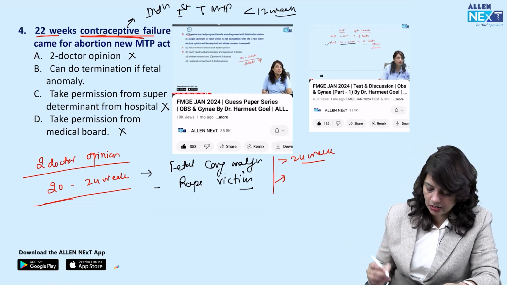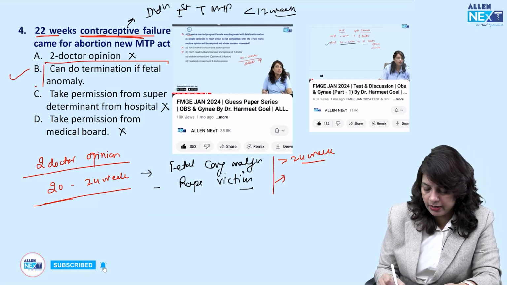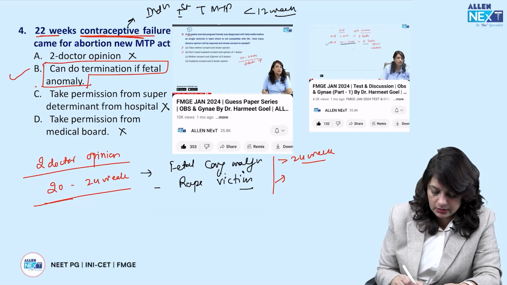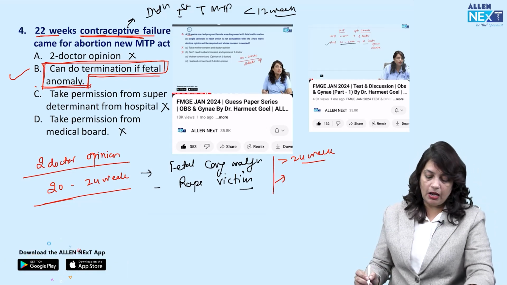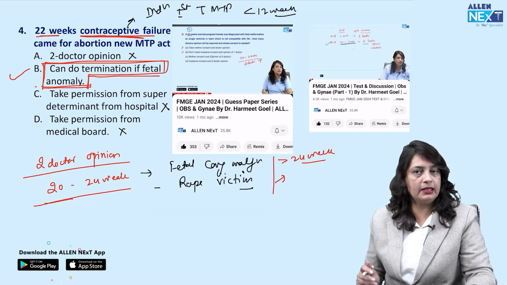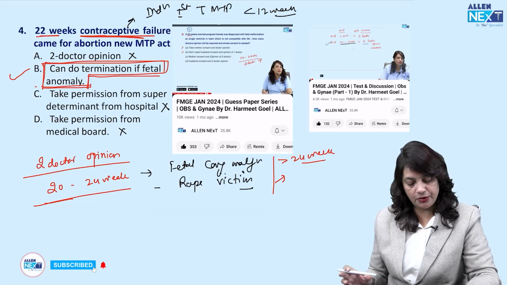So in this case, according to my answer, because I am doing an accurate recall of this discussion of these Obs Gynae questions, if fetal malformation is there in the present pregnancy, then even if it is a contraceptive failure, we can do MTP.